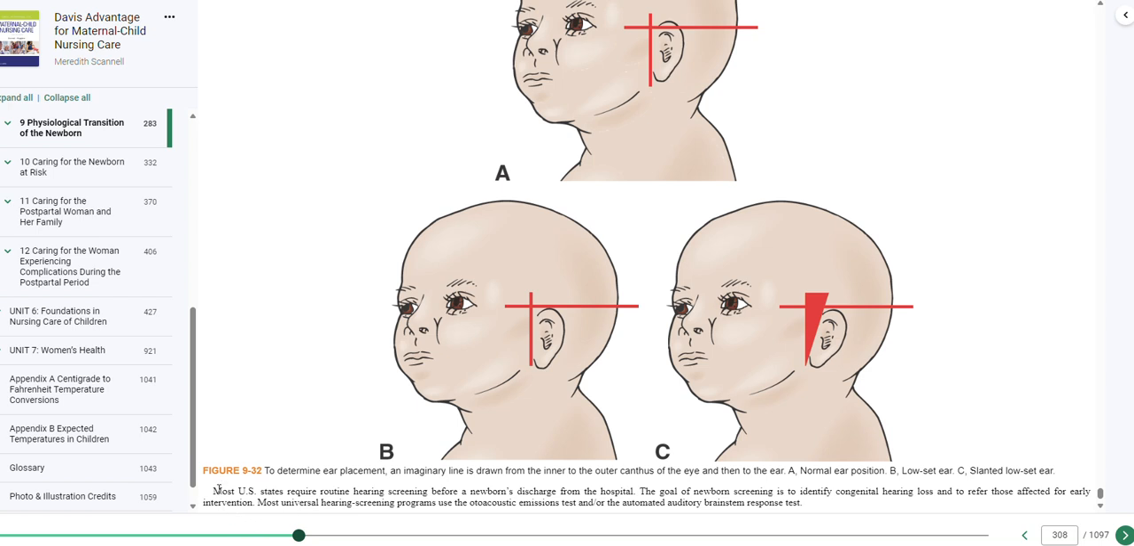If they have one and they fail, or they fail even one ear, they come back to the hospital within 2 weeks and they have that repeated. And if they still fail, they are referred to an audiologist for further studies.